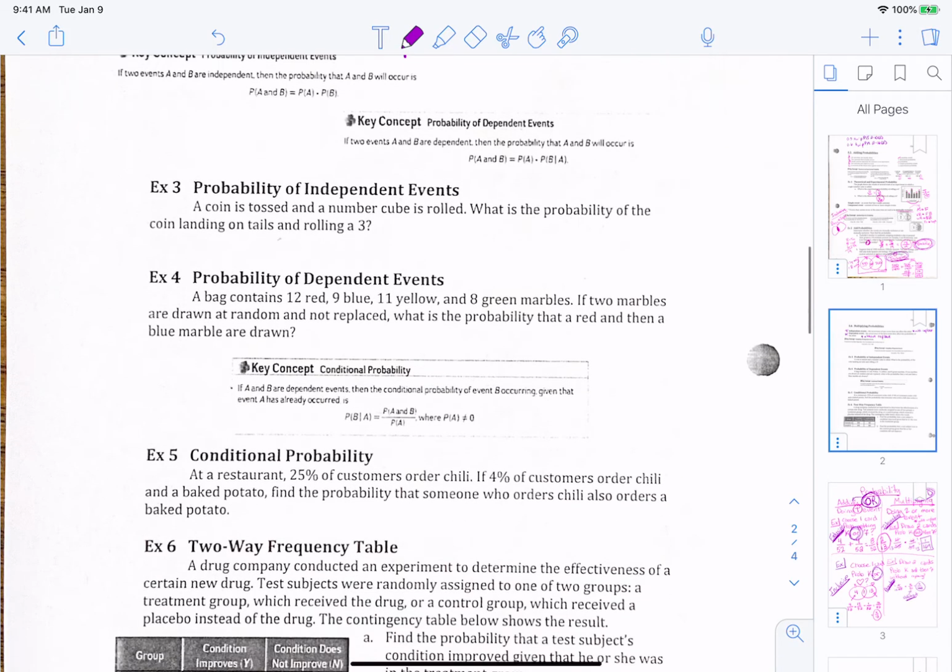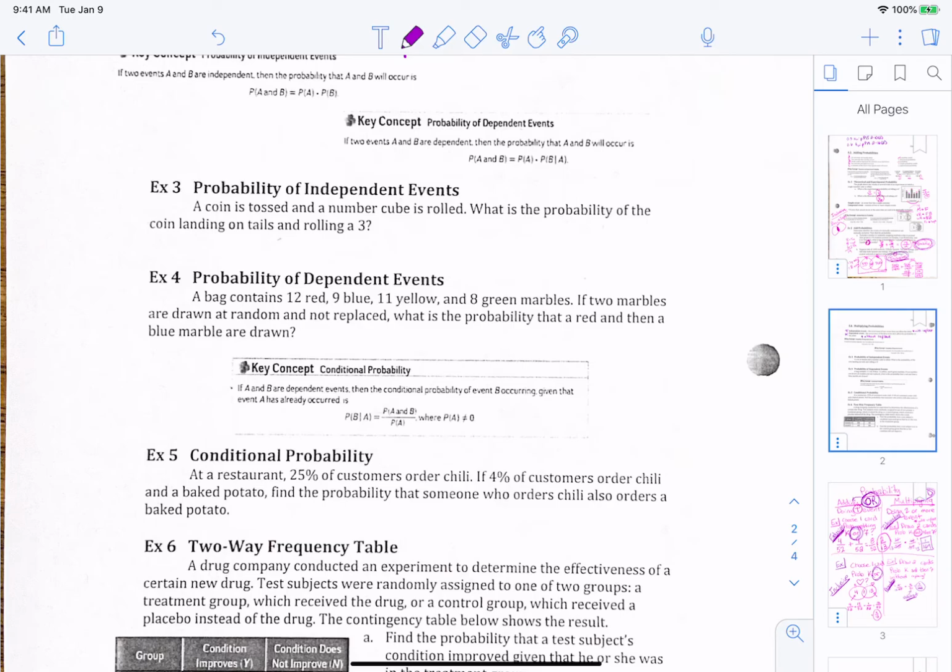All right, so probability of independent events. These things have nothing to do with each other. Tossing a coin and rolling a number cube. Okay? If I toss a coin, does it have anything to do with the outcome of the number cube? If I toss a coin and get heads, does it automatically mean that I'm going to get a certain number on a number cube? They have nothing to do with each other. One is not affecting the other one.